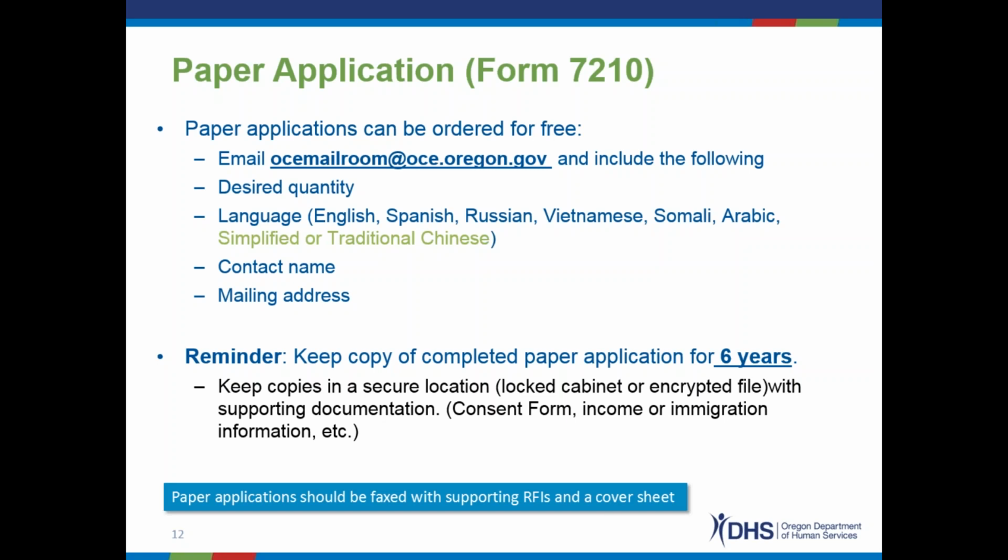You'll see that we have the paper application available in English, Spanish, Russian, Vietnamese, Somali, Arabic, and simplified or traditional Chinese. You'll also want to make sure that you put your contact name on it, because when it comes to your mailing address, it will have your name on it, so it maximizes that it'll actually get to you. A reminder is keep a copy of the completed paper applications for 6 years. So anytime you have your proofs, consent forms, those sorts of things, you need to maintain them for 6 years. That's a federal government requirement.